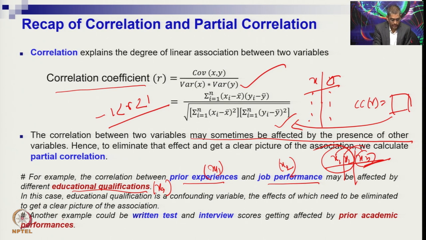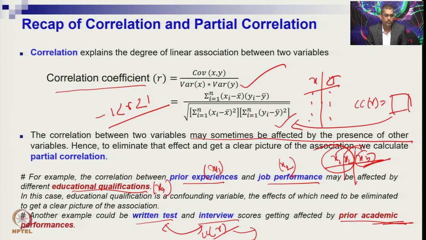Similarly, the written test and interview might be affected by prior academic performance. If you want to find the correlation between the written test and interview, your prior academic performance is having an impact on that. So you remove the impact of prior academic performance and then find the correlation between the written test and interview as if independent, with no impact of academic performance. If you find this correlation after removing the impact of academic performance as another variable, then this correlation coefficient between the written test and interview will be called the partial correlation coefficient.